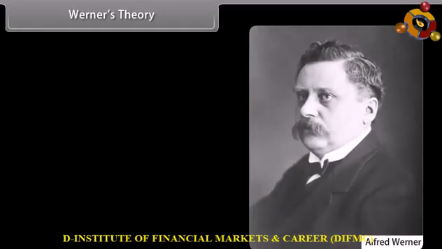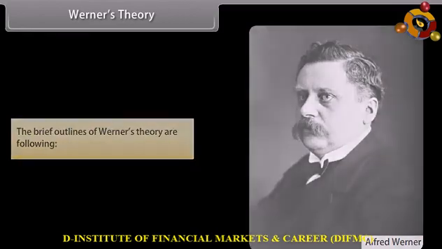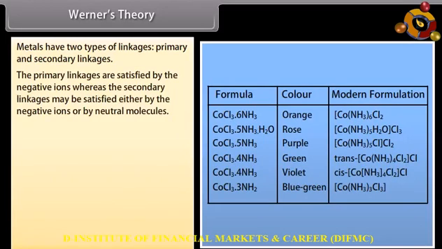Werner's theory. In 1893, Alfred Werner successfully explained the properties of coordination compounds in terms of their structure. The brief outlines of his theory are following. Metals have two types of linkages, primary and secondary linkages. The primary linkages are satisfied by the negative ions, whereas the secondary linkages may be satisfied either by the negative ions or by neutral molecules.